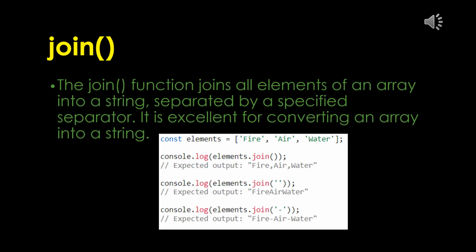Join function. The join function will join all the elements present in the array. For example, the elements fire, air, and water are present in the elements array. So elements.join() will combine fire, air, water into a single string with all the values, and elements.join(' ') with a space will remove the commas and present it as a single string. So when we want to join a set of words into a sentence, we can go for this one. This is very helpful for that.